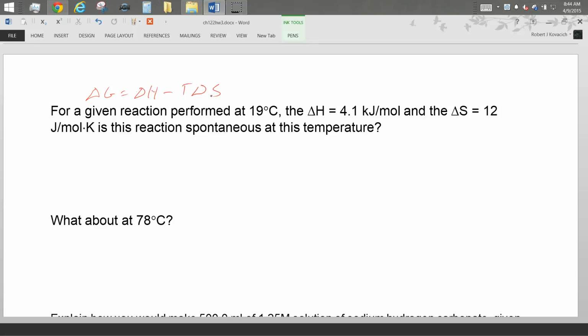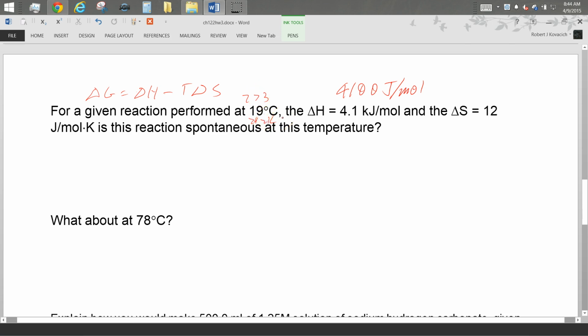I just move the decimal place over 3 spots, and this becomes 4,100 joules per mole. You could have gone the other way with that, but it would be 0.012 kilojoules per mole for the entropy. And then one other thing. Celsius and Kelvin. Yeah, this is in Celsius and it has to be in Kelvin. So 273 here, so 292 K.